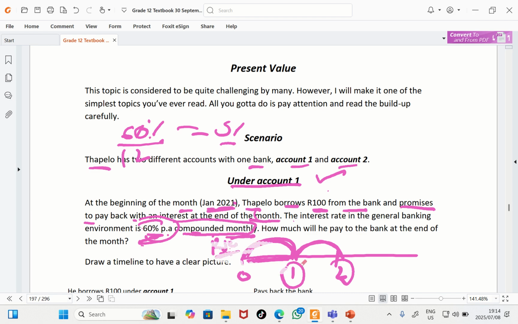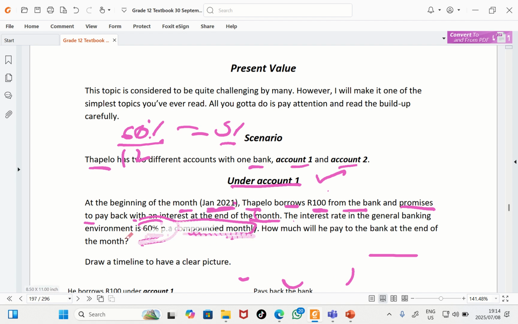Okay, fair. So this is just an example to explain what something like 6% per annum compounded monthly means, or quarterly or whatever it is. All right, so I just wanted to explain that.